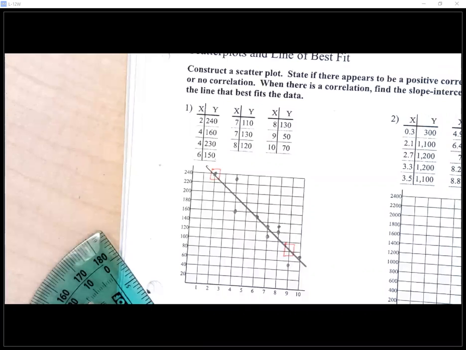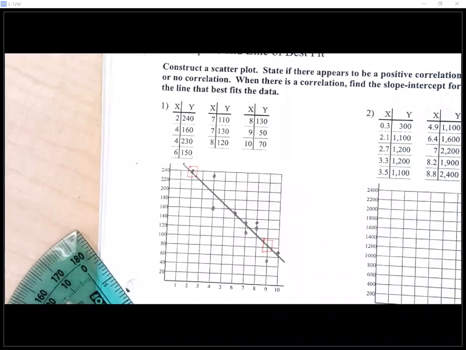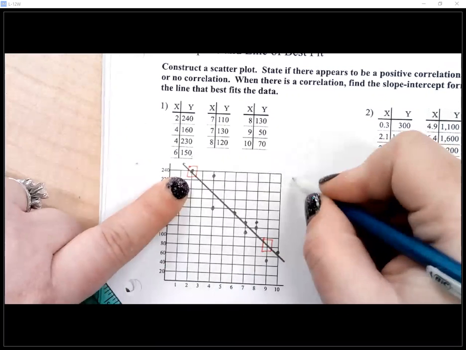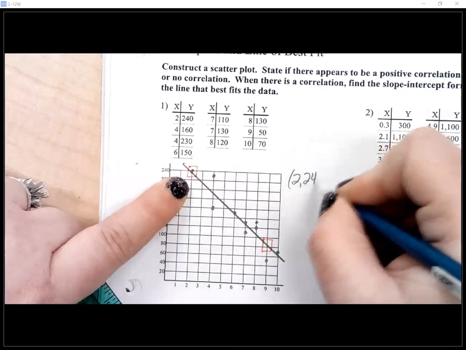So just look at your line for two nice lattice points. And everybody is probably going to have different answers here, so it depends on your line. We all drew it just a tiny bit differently, I'm sure. So once you have your two good points, whatever they may be, you want to figure out what those coordinates are. So for me, I have my first one at (2, 240). And my second one happens to be at (9, 80).